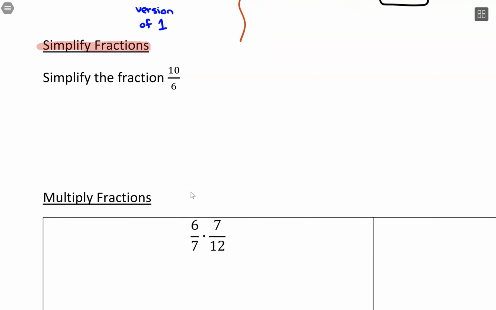So here we're simplifying the fraction 10/6. Something I want to point out with this fraction: notice that the numerator is larger than the denominator. This is called an improper fraction. It's just the case where the part that we're covering is larger than the whole. So the idea is we have these 6 pieces.